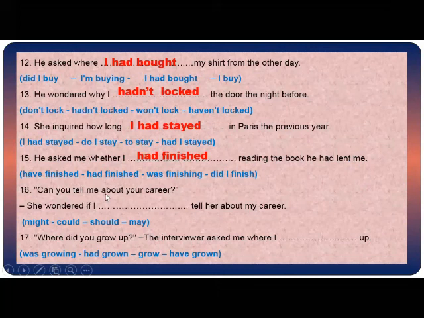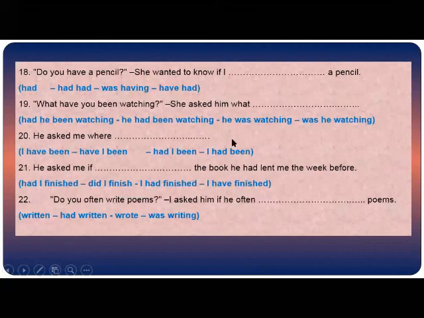Can you tell me about your career? So she wondered if I can will be could. Where did you grow up? The interviewer asked me where I did grow, so had grown up. Do you have a pencil? She wanted to know if I. Do you have? This is present simple will be past simple. So if I had.